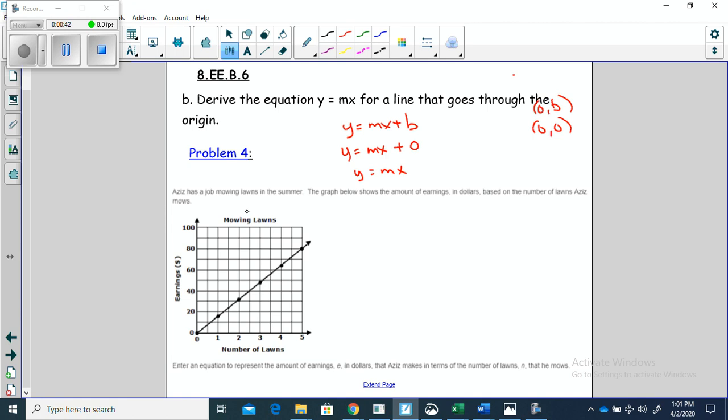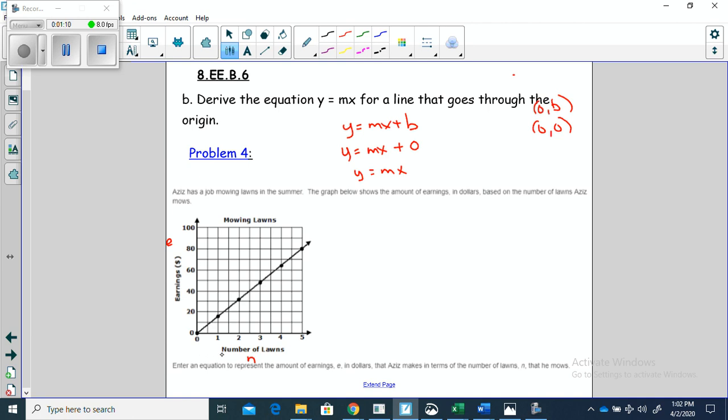Aziz has a job mowing lawns in the summer. The graph below shows the amount of earnings in dollars based on the number of lawns Aziz mows. Enter an equation to represent the amount of earnings in dollars that Aziz makes in terms of the number of lawns that he mows. So E is earnings and N is number of lawns. There's our N, there's our E. E is our y, N is our x.